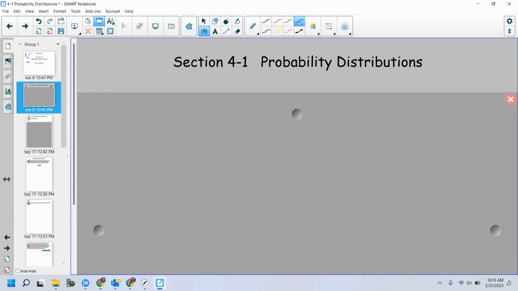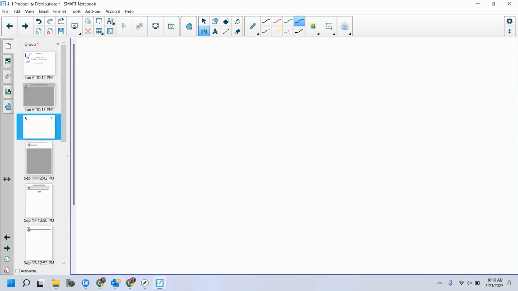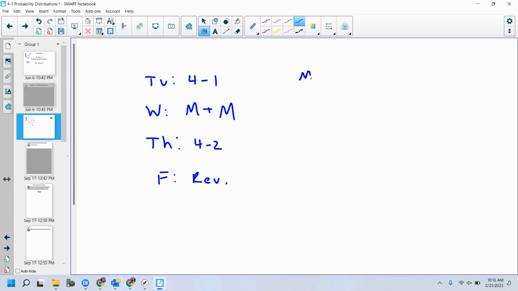Just for this week, today, which is Tuesday, we're going to do section 4.1. Wednesday, we are going to do the M&M project. Thursday, we are going to do section 4.2. Friday, that's it out of chapter 4. Just these two sections, 4.1 and 4.2. We're going to review Friday and Monday.